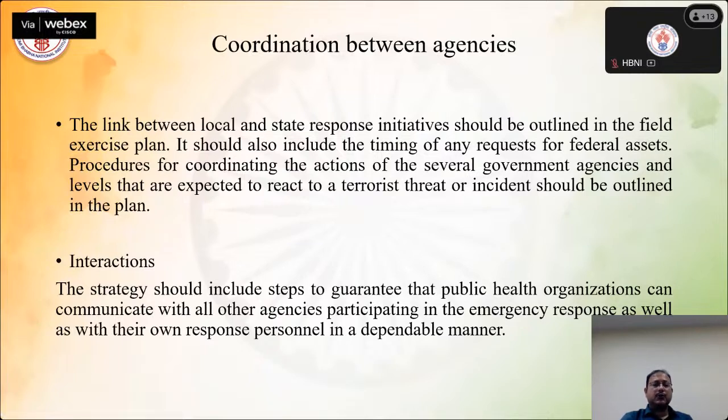Interaction: the strategy should include steps to guarantee that public health organizations can communicate with all other agencies participating in the emergency response, as well as their own response personnel, in a dependable manner. So interaction is also a must. We have to integrate a multi-stakeholder approach. In case of interaction, there should be a number of professionals in the particular incident: toxicologists, epidemiologists, medicine professionals, and some surgeons. Everything should be there. Apart from that, there should be administrative officials, maybe the DC or district magistrates, and police officials, so that coordination and interaction is always there. In any emergency situation, we will focus on a very prompt manner.